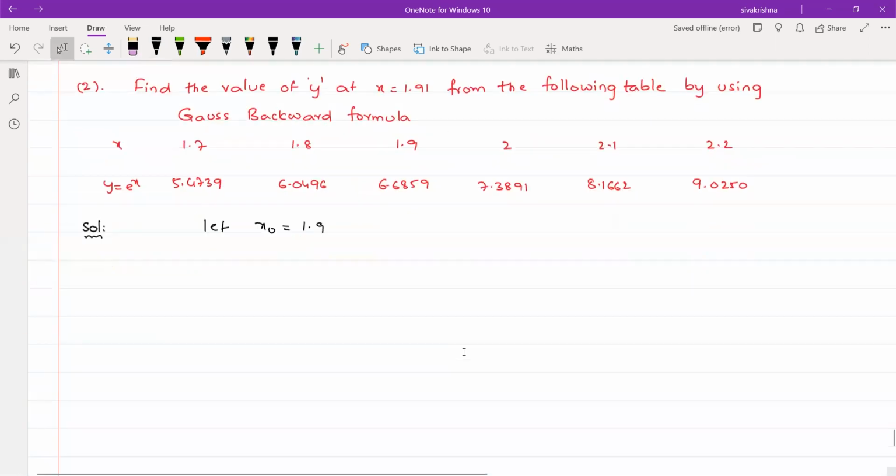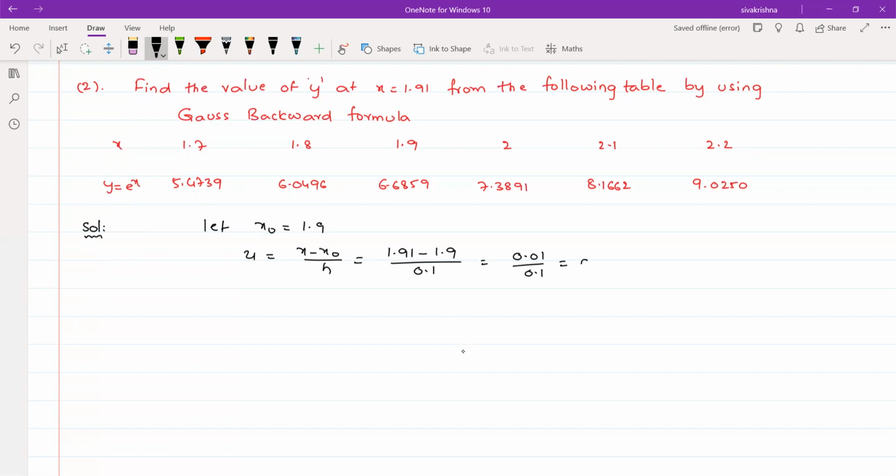After choosing x0, we have to find u. u is equal to (x minus x0) by h. The value of x is 1.91 minus 1.9, by h. The interval of difference is 0.1. So 1.91 minus 1.9 gives 0.01, by 0.1, so u is 0.1. This is the value of u.